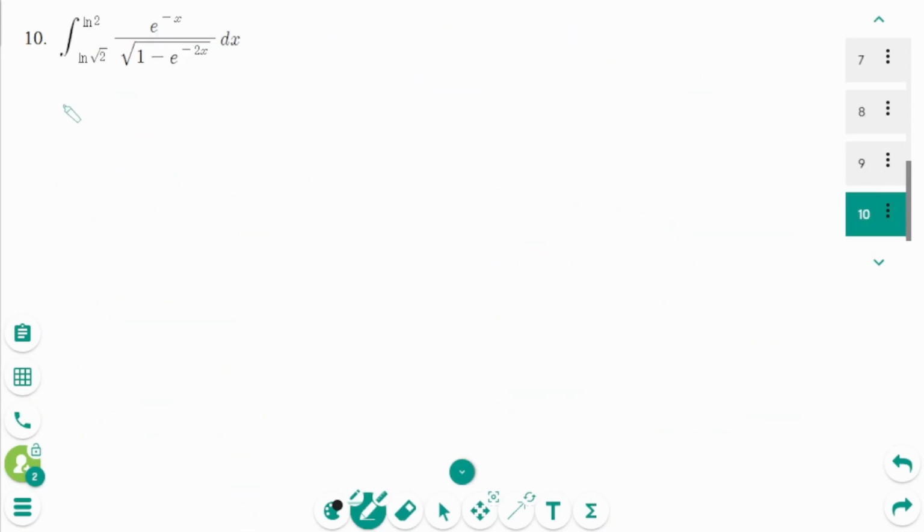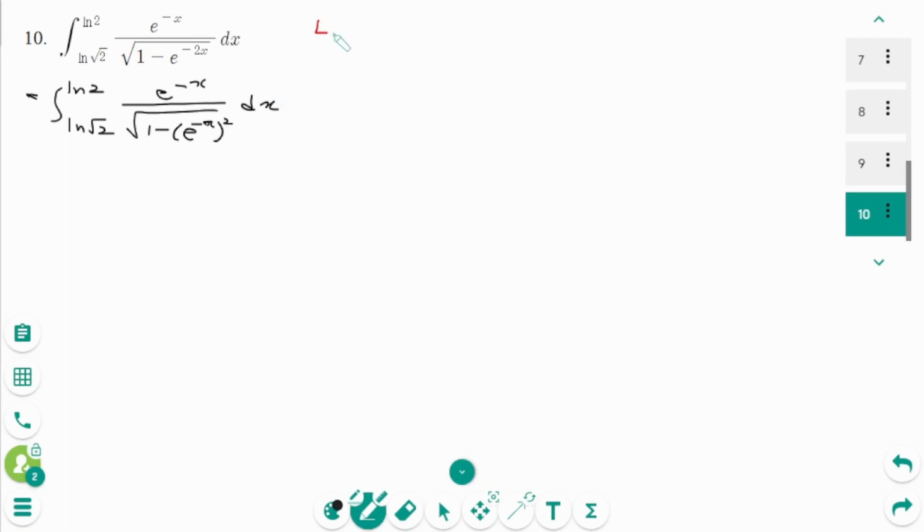This is the last one. We can rewrite as the integral. The upper limit is ln 2. The lower limit is ln square root of 2, of e to the power of minus x over square root of 1 minus e to the power of minus x squared, then dx.